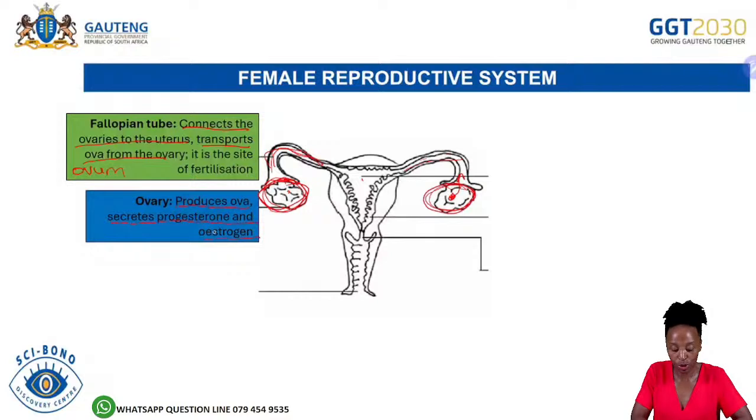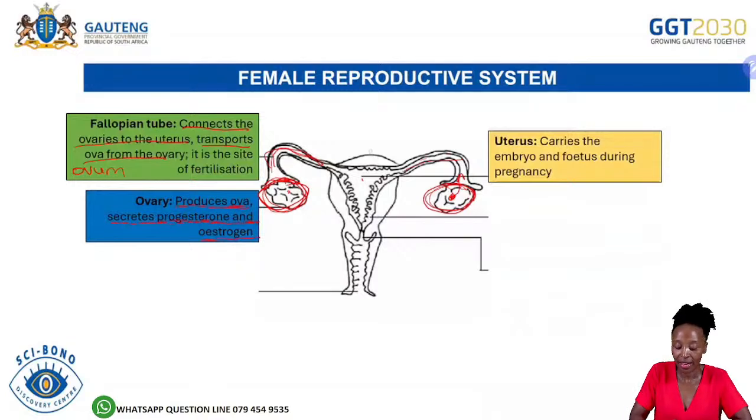Here, meiosis in the female reproductive system takes place in these structures, in the ovaries. And that's where meiosis takes place. And what does it produce? It produces an ovum that is haploid. And over and above that, they produce hormones which are called progesterone and estrogen. You will learn more about these hormones when we do the menstrual cycle.